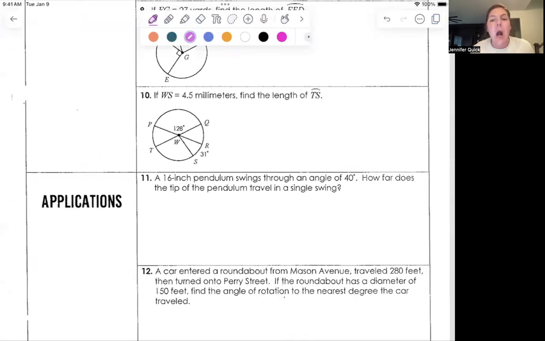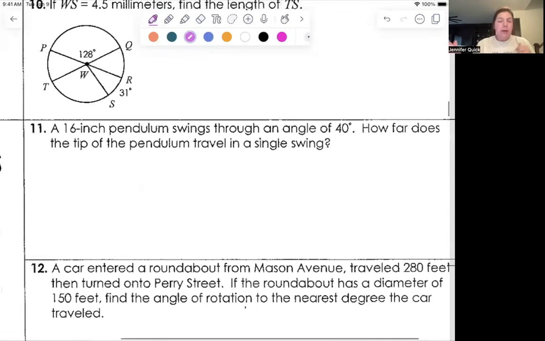Cool. I have to give you a word problem. The party's just begun. Word party. Anyway, you may know what a pendulum swing is. Think grandfather clock. Okay? So I've got a 16-inch pendulum that swings through an angle of 40 degrees.